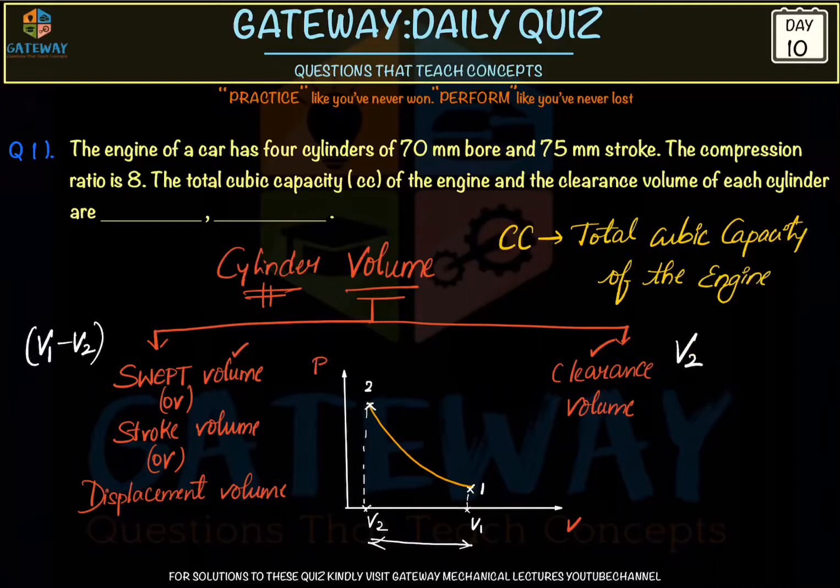How we represent it is, we have to consider the distance from the origin to that point. If you want to calculate V1, then you need to take the total value V1. If you want to calculate the clearance volume, then we need to take only this volume, which is V2, nothing but V clearance. If you want the swept volume, it will be between V1 and V2.